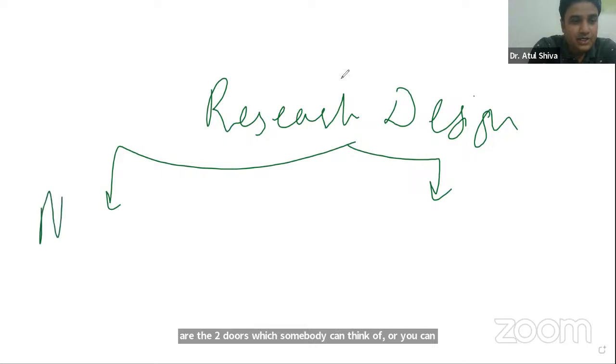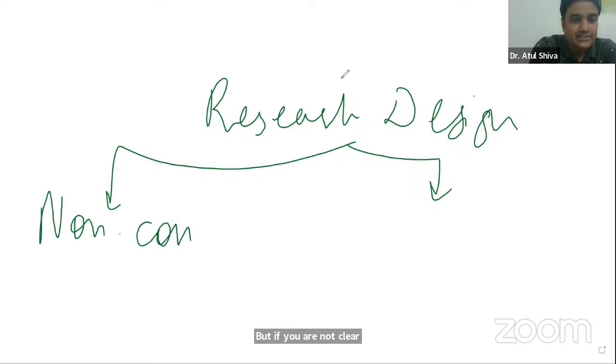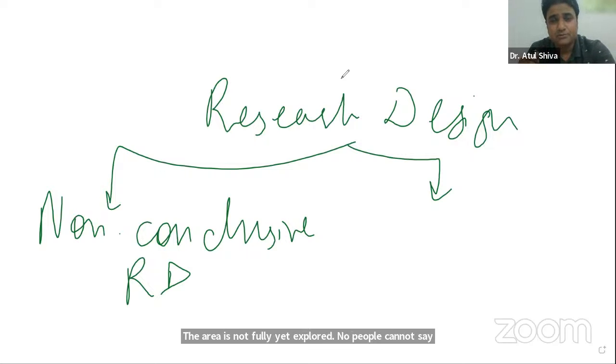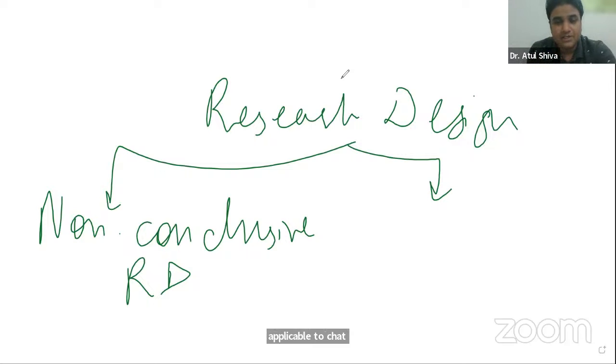But if you are not clear about the existing theoretical framework, then you can think of working on non-conclusive research designs. Non-conclusive: the theory is not fully established, and the area is not yet fully explored. Now people cannot say, look, ChatGPT is there, so what kind of theories are applicable to ChatGPT? ChatGPT is also a technological framework, so you can think of technology adoption. You can find some theoretical framework related to technology, and some theories are talking about technology adoption, and some about threats related to technology adoption.